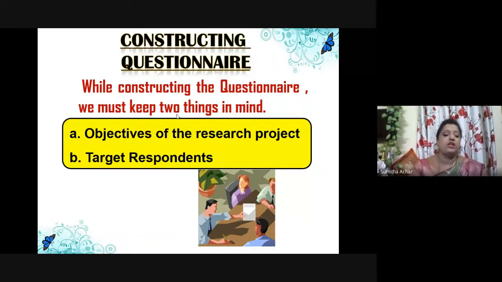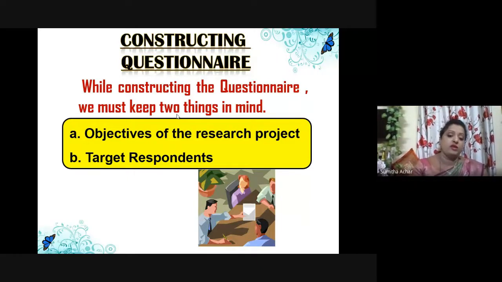And secondly, reaching the target respondents. This decides what type of questionnaire you are going to have. Your questionnaire is a tool, isn't it? It's a research instrument. If you are targeting top-level people whom you cannot meet, can you send it in the form of a Google Form? Right? So in those cases, there should be a different way of drafting the questions.